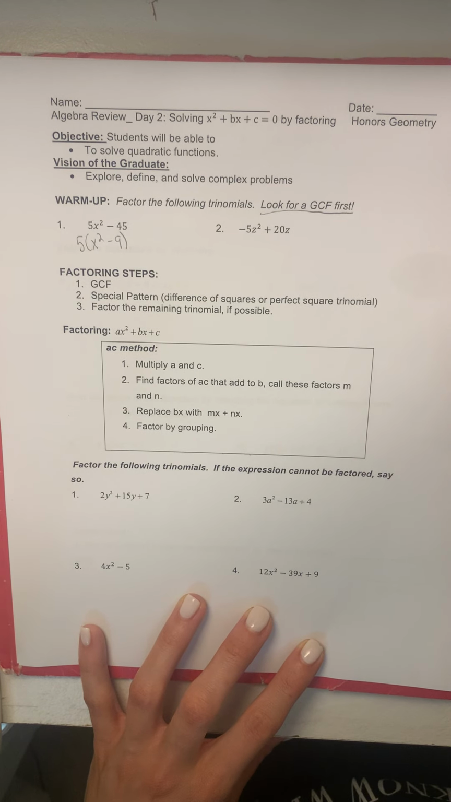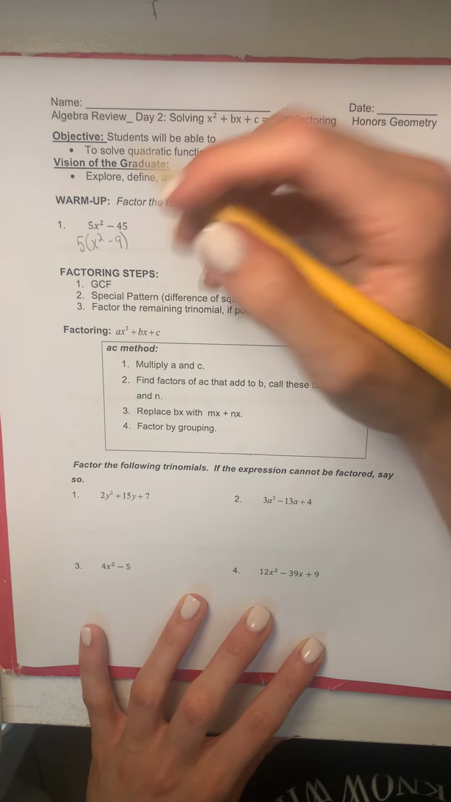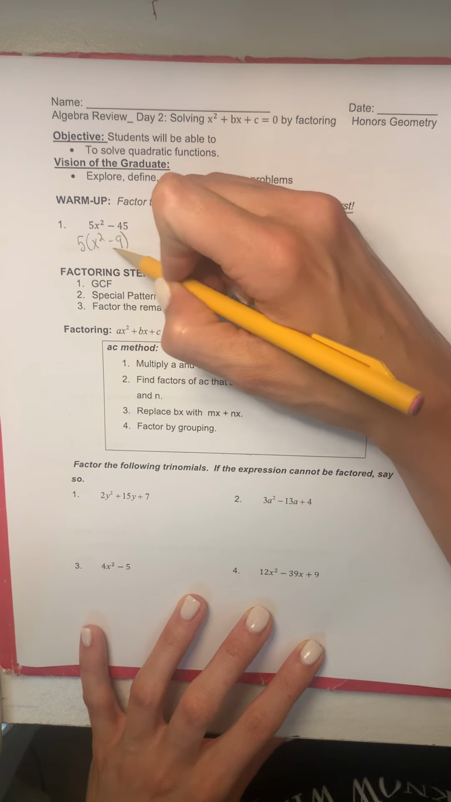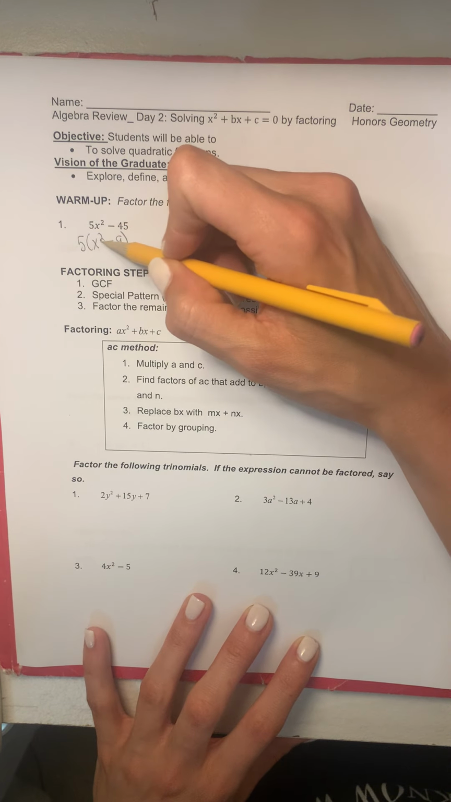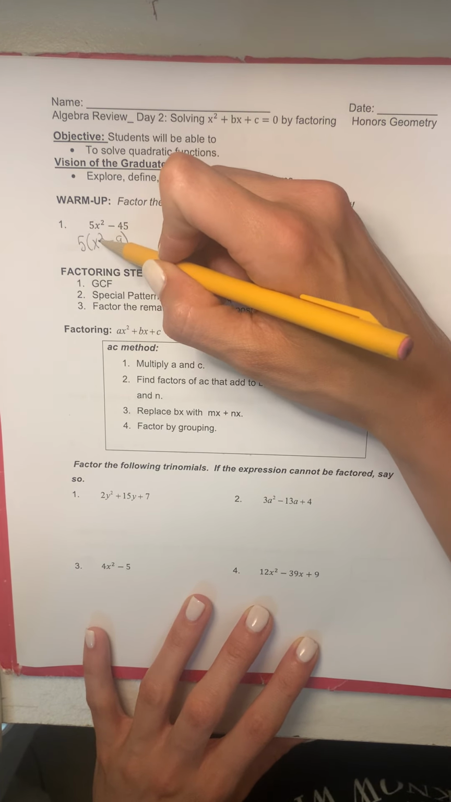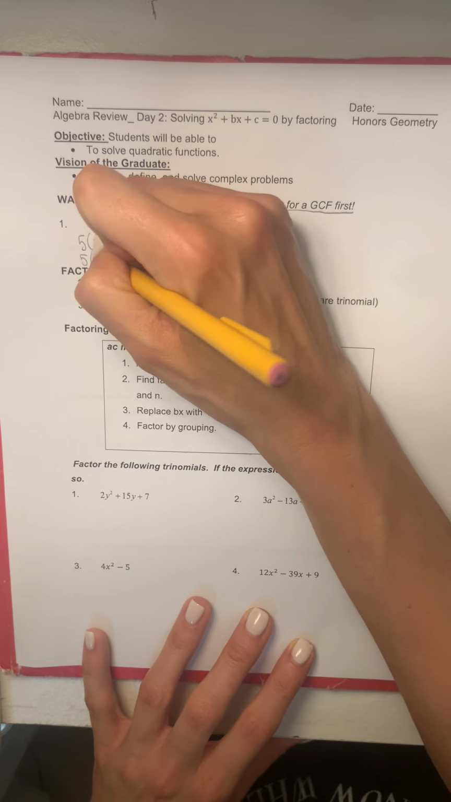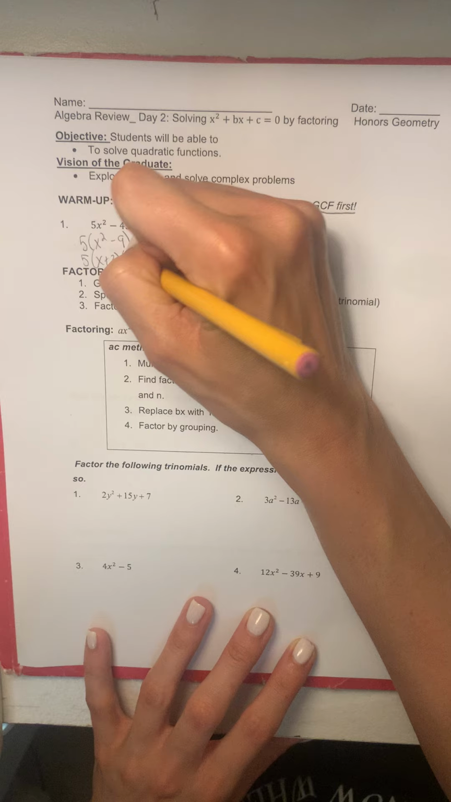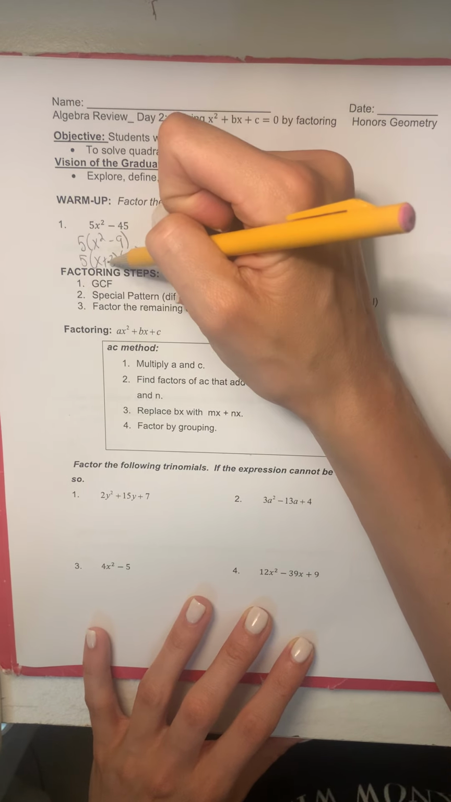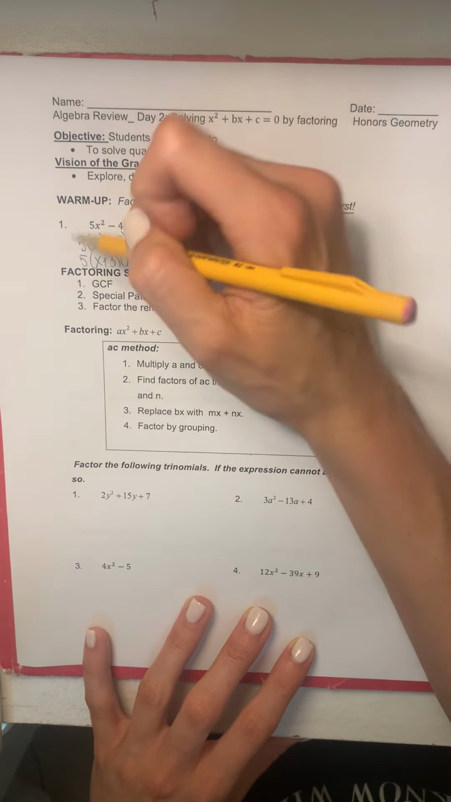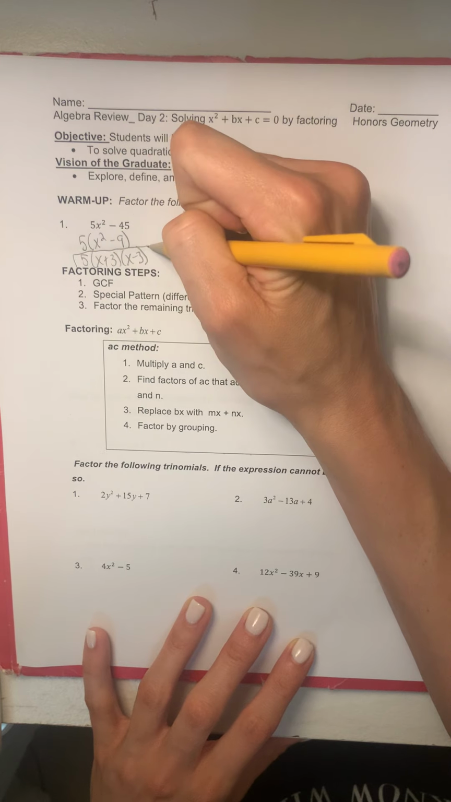Now, remember the other day we talked about our special patterns. When I see two terms, I want to think about perfect squares. And this is a difference of perfect squares. The square root of x squared is x. The square root of 9 is 3. So my final answer here is x plus 3, x minus 3. Remember that plus minus cancels out that middle term, and that's what we're looking for here.